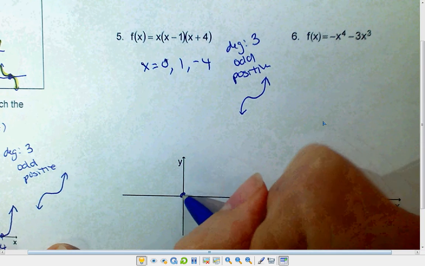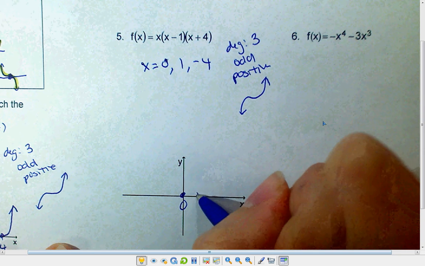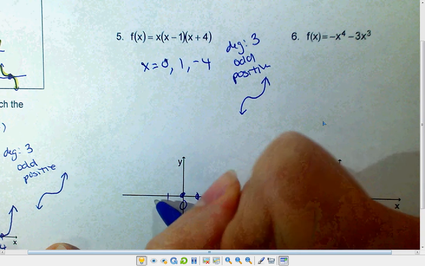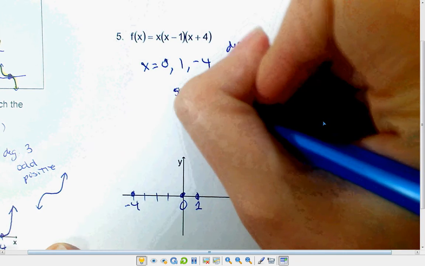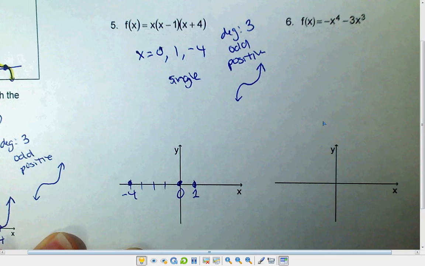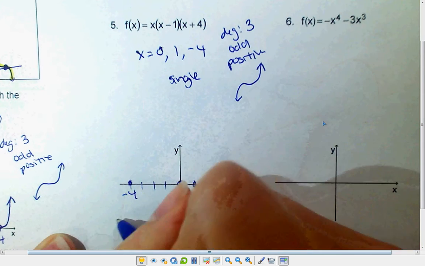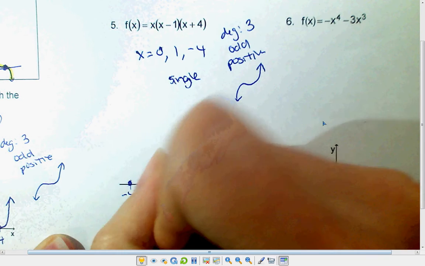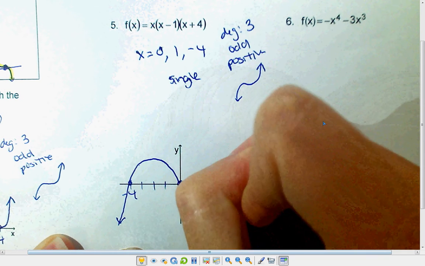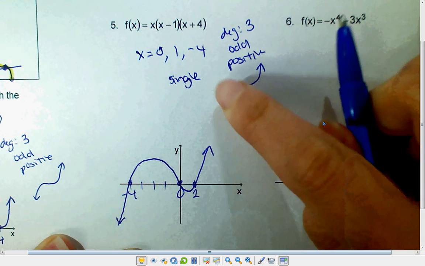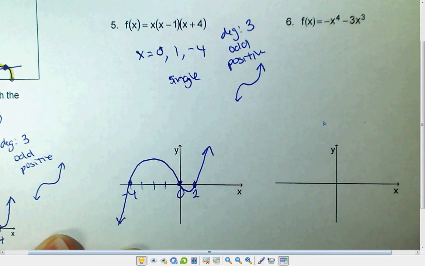So I know I have a root at 0, a root at 1, a root at negative 4. All of them are single roots. So all of them are going to go straight through. So I'm going to start down here because I know I wanted it to start down here. I'm going to go straight through the negative 4, straight through the 0, straight through the 1, and just go point up because at the end of it should be going up.